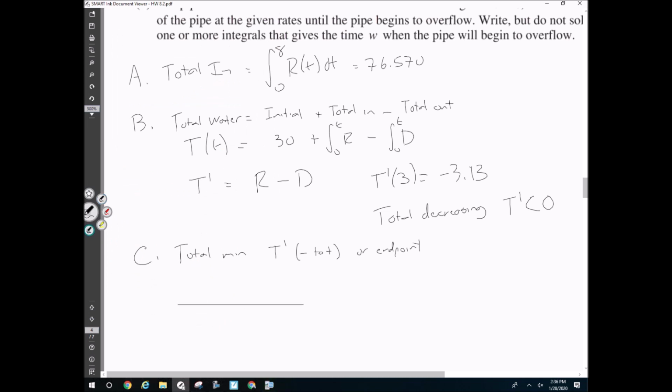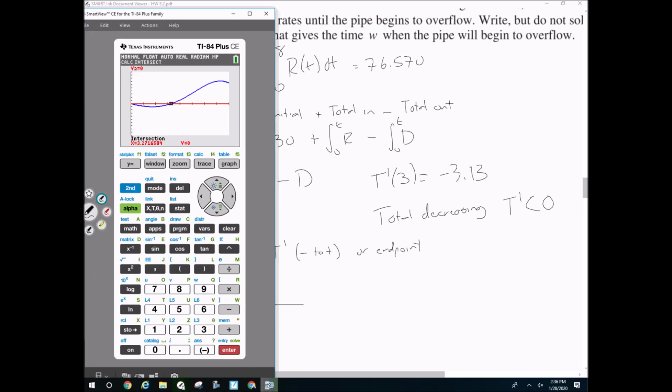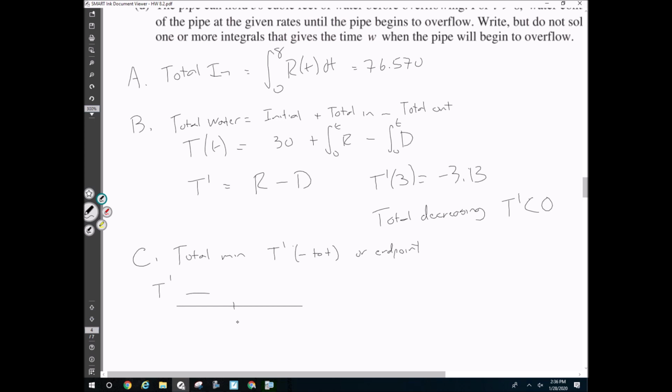Now I can't just use this for my justification. I have to explain this. But I see it's negative until 3.271. I don't have to find the actual amount of water, so this is good. 3.271, and then it's positive after that. That means T is decreasing then increasing. I already found T of 3 was decreasing.